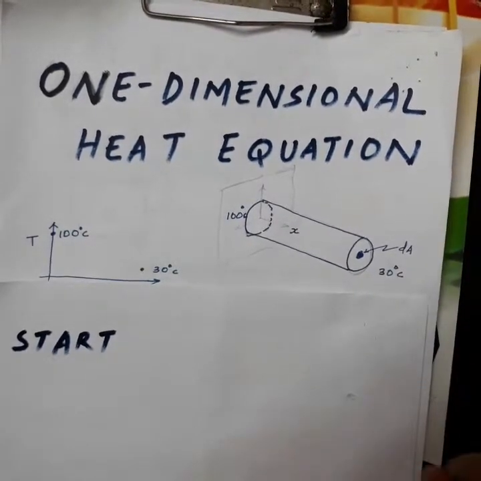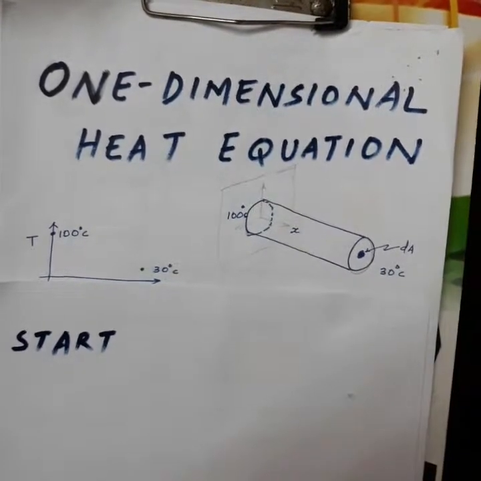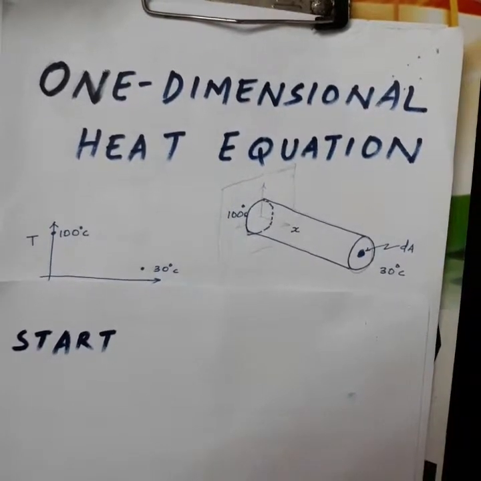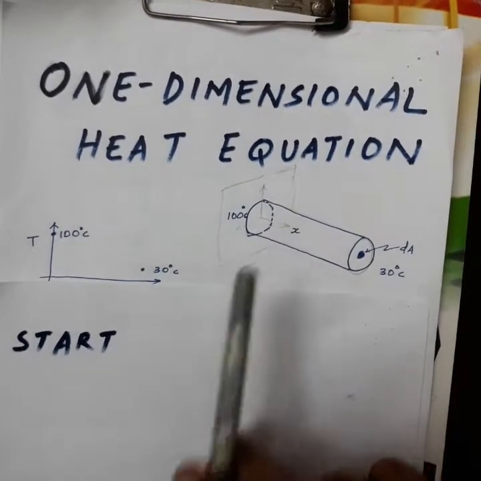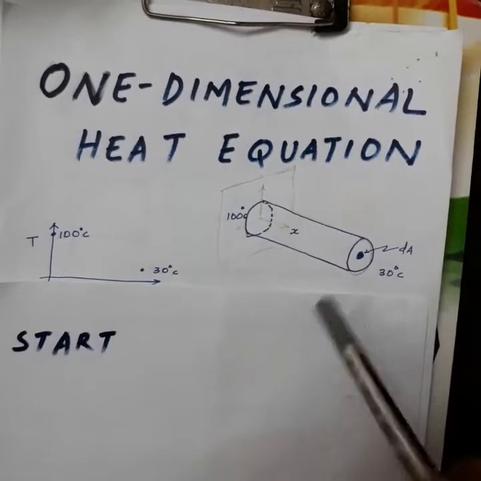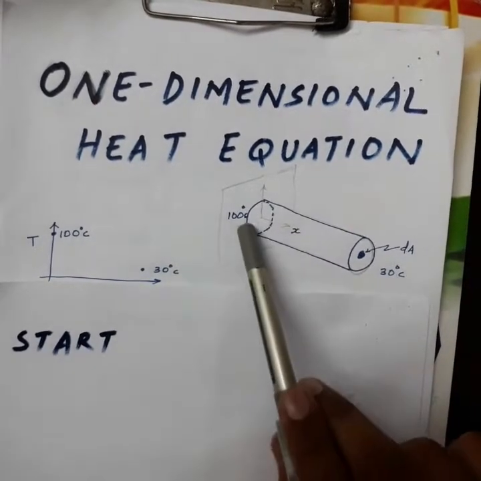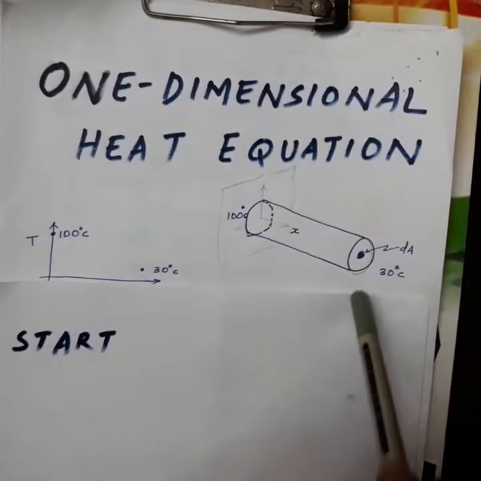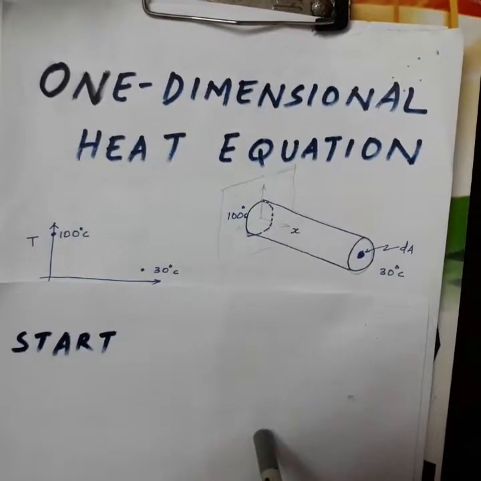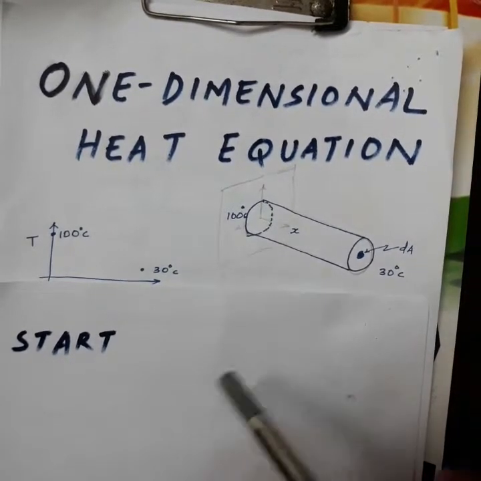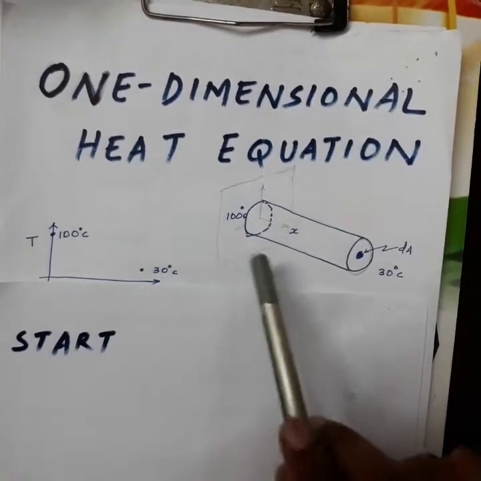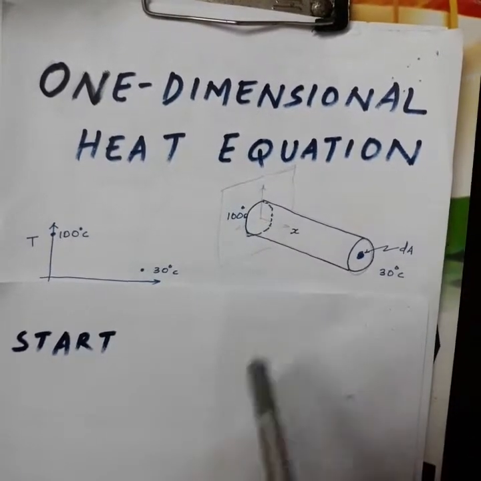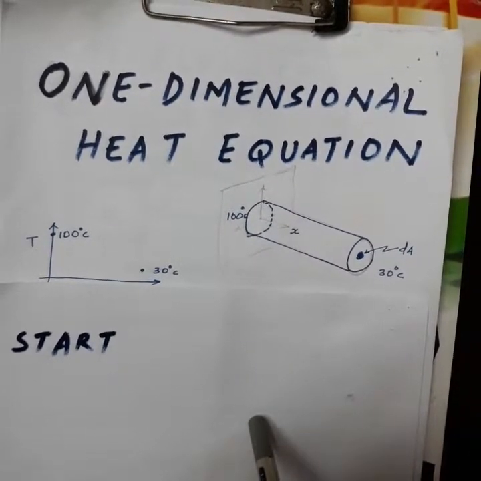As we see here, this is a one-dimensional bar. Let's say the temperature at this particular point is 100 degrees Celsius and at this point is 30 degrees Celsius. Due to the difference in temperature, we all know there will definitely be a flow of energy from this point to this point.